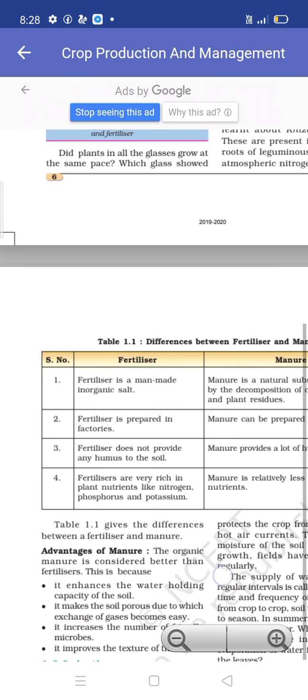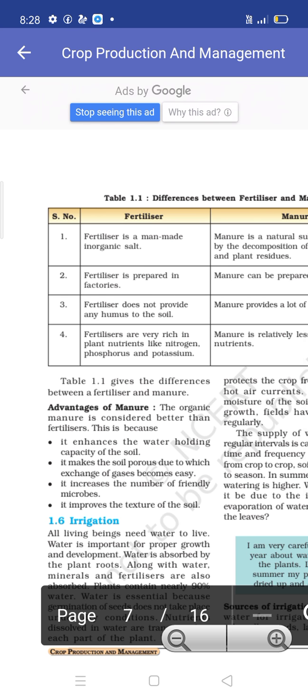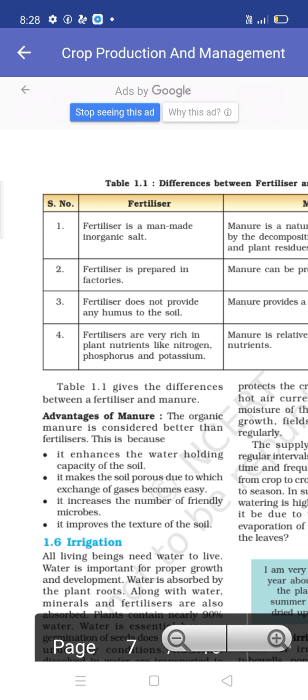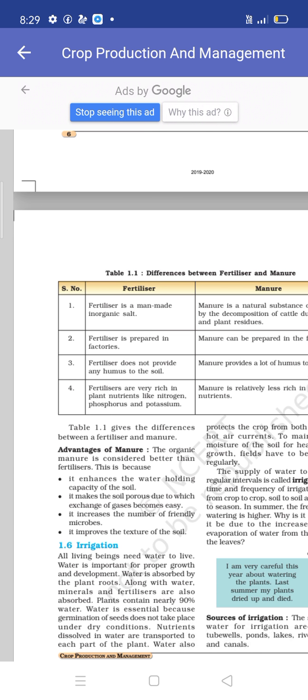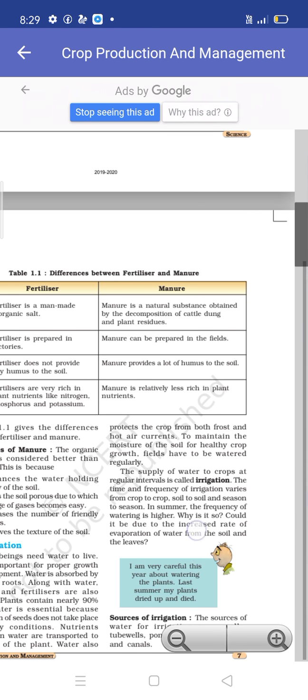Okay, then advantages of manure. What are the advantages of manure? The organic manure is considered better than fertilizers. This is because manure enhances the water holding capacity. Okay, and it also makes the soil very porous, by which it can exchange gases easily. Okay, and it also increases the number of friendly microbes, and it also improves the texture of the soil. We have to see that.